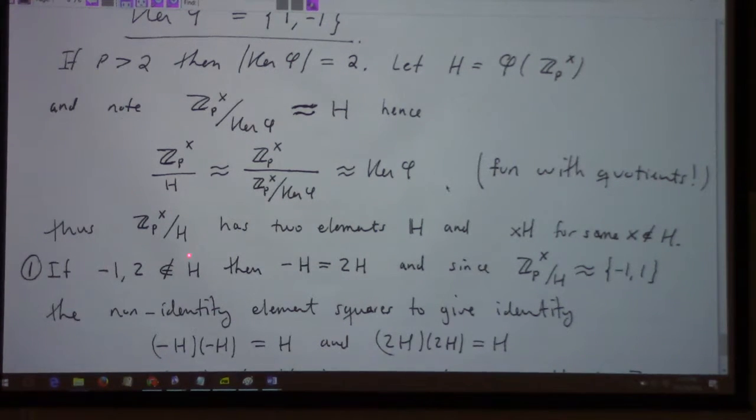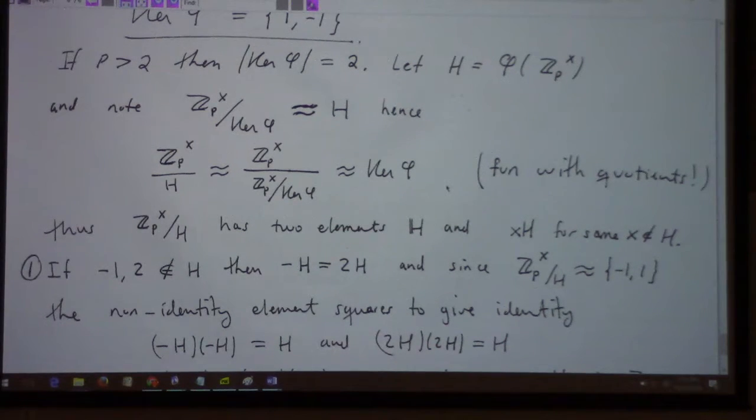Sneaky, sneaky. So if -1 and 2 are not in H, that means that -H is equal to 2H, because again, there's only one other coset. So the non-H representatives must produce the same coset. And so -H times H is going to give you H, because -1 times -1 is 1, and 2H times 2H has to be equal to H.